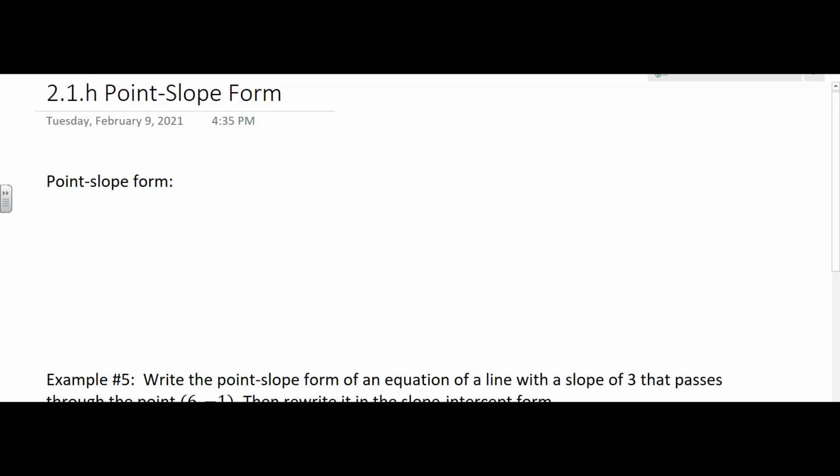Okay, so here we're going to talk about the point slope form. It's written like this: y minus y sub 1 equals m times x minus x sub 1. And that's the form. Now you might ask, why isn't it called a formula? Why do they say point slope form? I don't have a good answer for that. It's just what they call it.